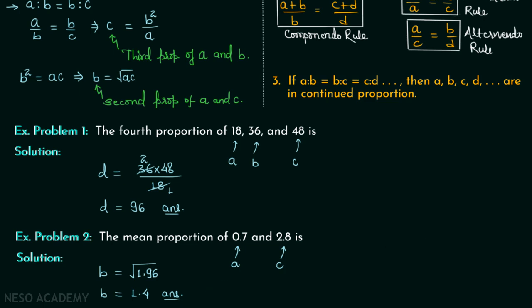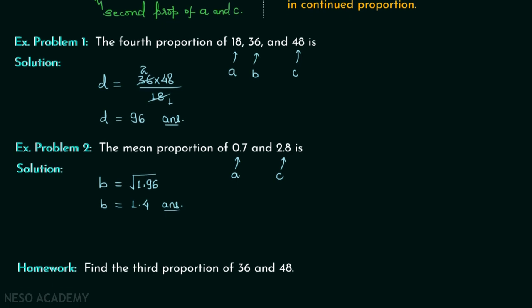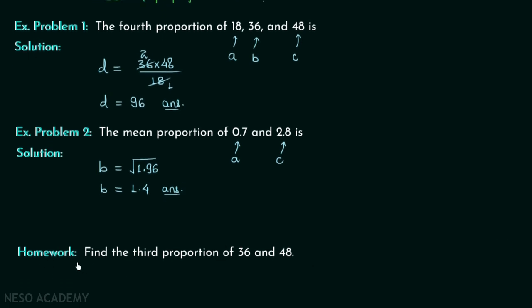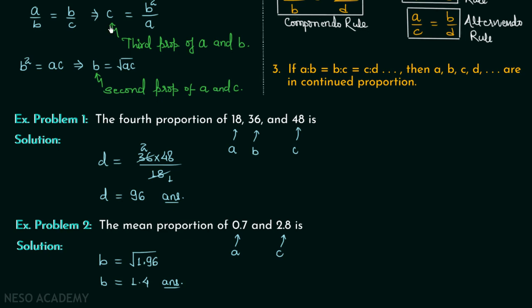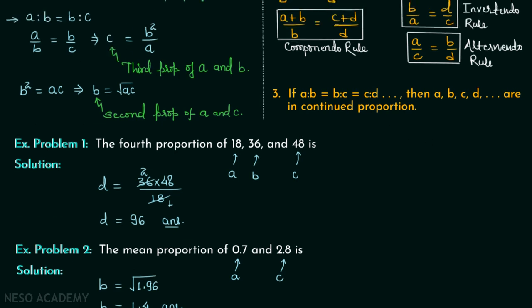And now it is time to move on to the homework problem. In the homework problem, you need to find the third proportion of 36 and 48. We know what the third proportion is. It is C, and it is equal to B squared divided by A.